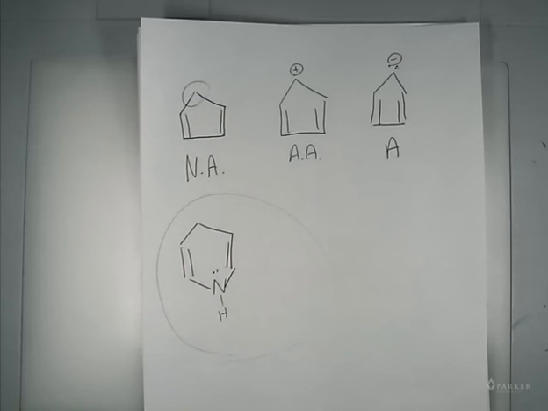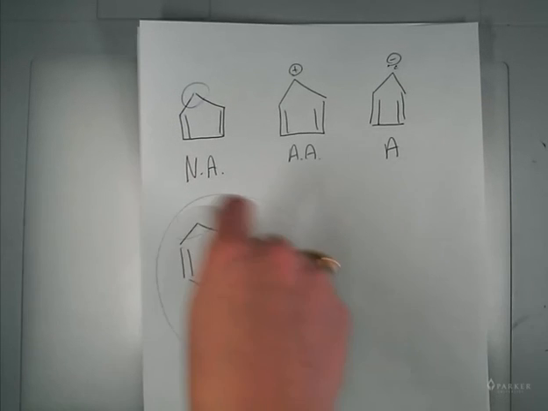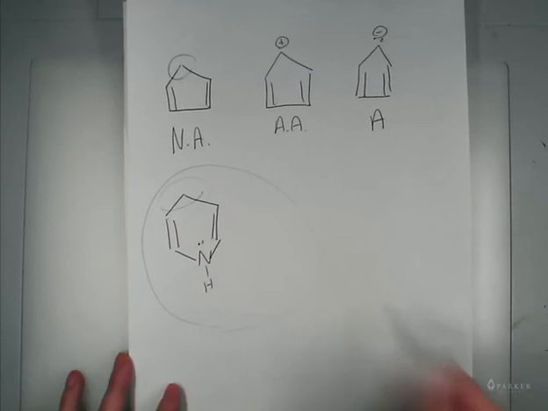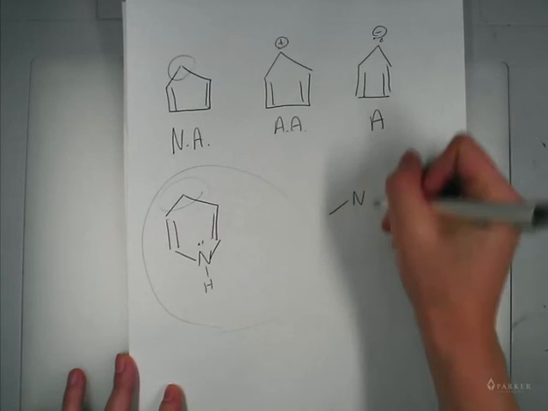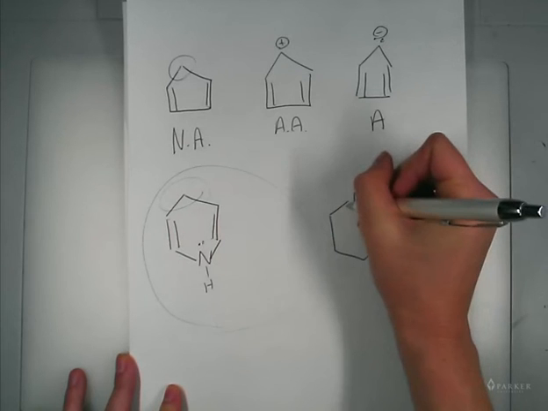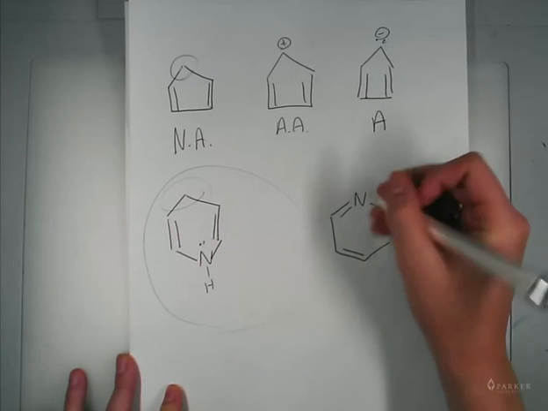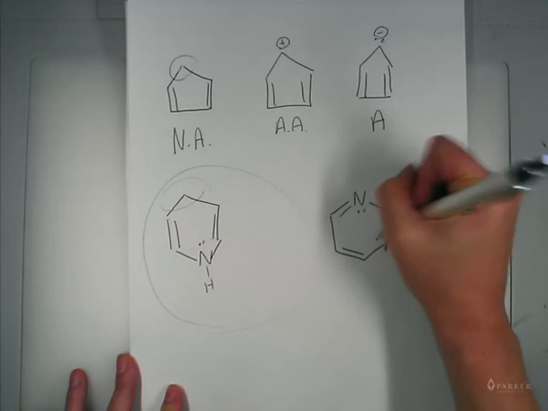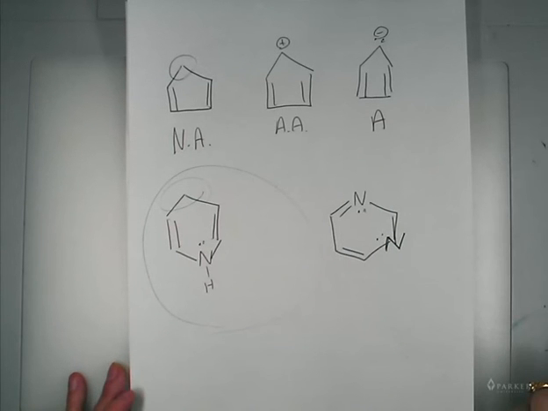Label this one as aromatic, anti-aromatic, or non-aromatic. Non-aromatic. Why? Nothing at the top there. That's a double. Okay, it says label that one and then tell me how many basic nitrogens.